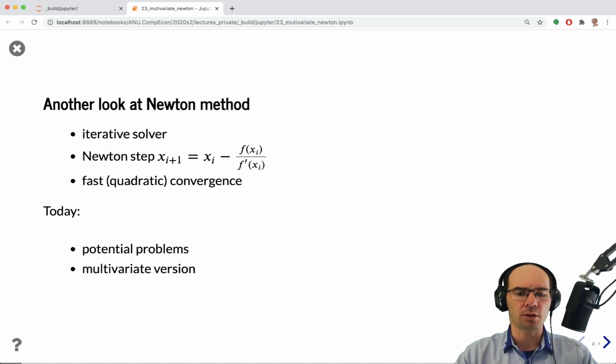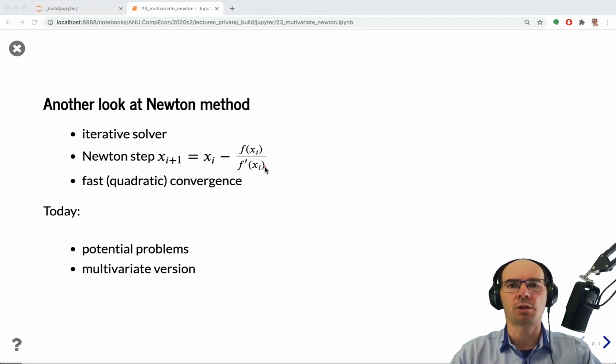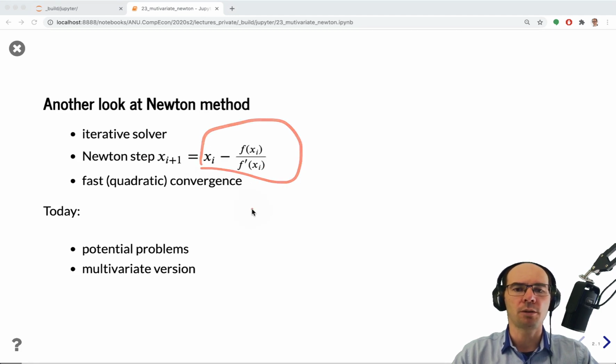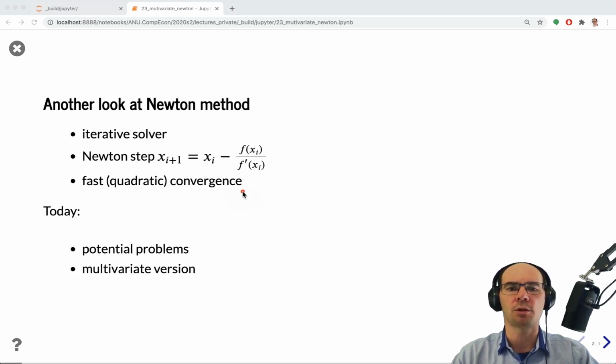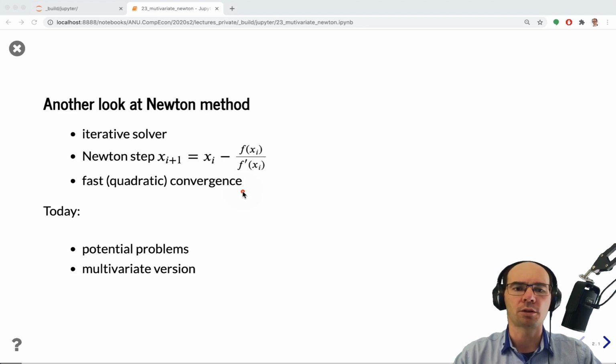The Newton step is defined by this condition here. We have to have the function calculated at the previous approximation x, and the derivative of the function, and combine them in a particular way. You can go back to video number 13 to learn about the basics of the Newton method. And remember, we have mentioned many times that Newton is a very fast method compared to others. It has quadratic convergence, and that's what we really want to have in computational economic applications.